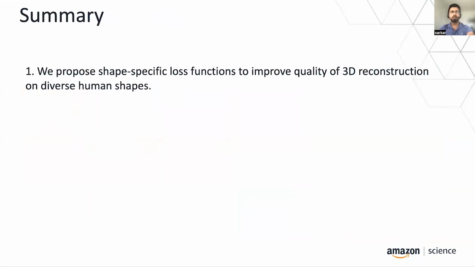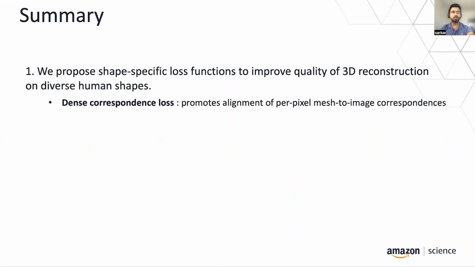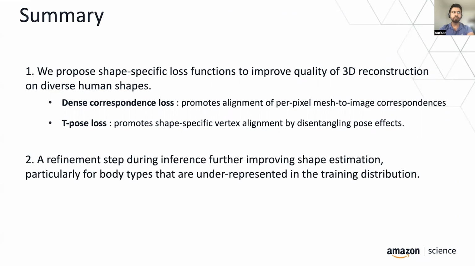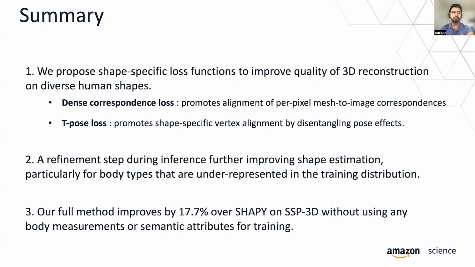In summary, we propose shape-specific loss functions to improve quality of 3D reconstruction on diverse human shapes, and we introduce two such losses. The first one is dense correspondence loss that promotes alignment of per pixel mesh-to-image correspondences, and T-pose loss that promotes vertex alignment by disentangling pose effects. We also add a refinement step during inference, which further improves shape estimation, particularly for body types that are underrepresented in the training distribution. Thirdly, our full method improves by 17.7% over ShapY on the SSP3D dataset without using any body measurements or semantic attributes for training.